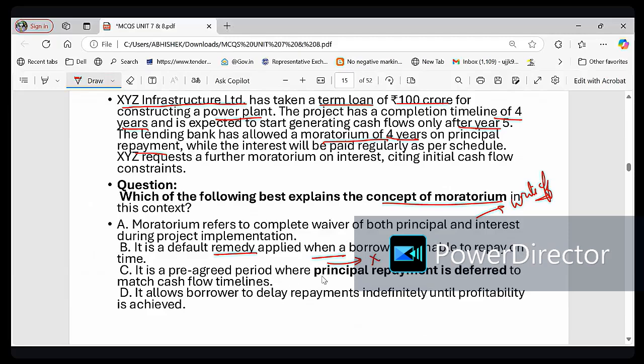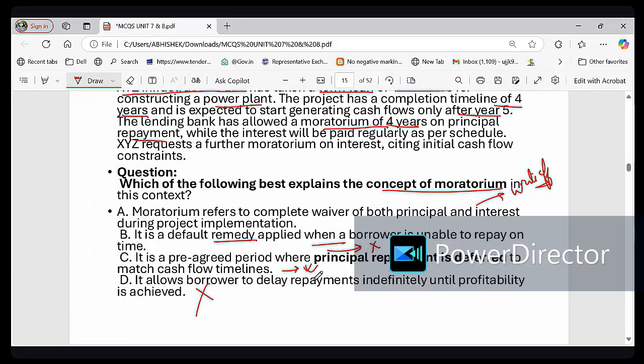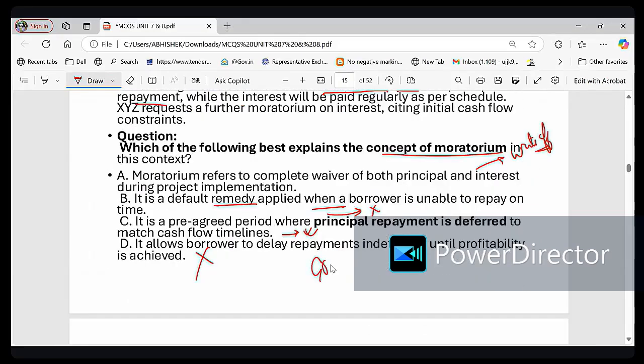Option C is saying it is a principal repayment deferred to match the cash flow timeline. This is the correct answer. This is the exact idea of moratorium, especially for a long gestation period, delaying the repayment until profit comes. So the correct answer is option C. So what is moratorium? Moratorium is basically a grace period, not a loan holiday, right?